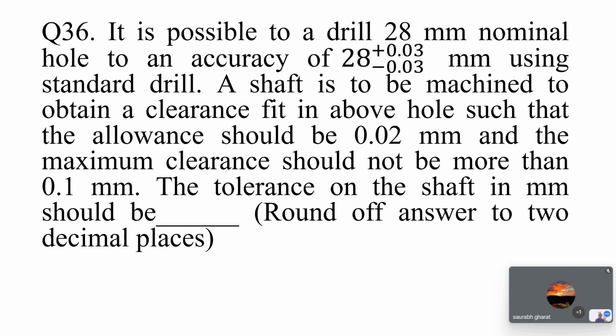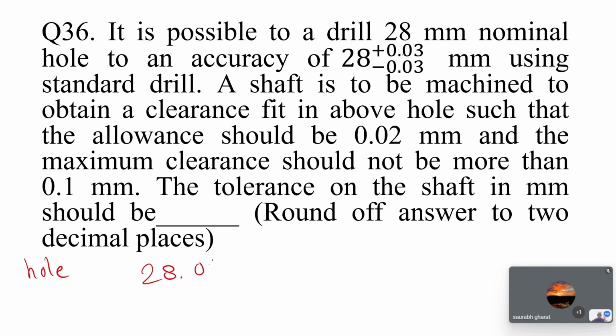So let me solve this question for you. If you tried this, it's okay. So let us solve. What they are mentioning here is that it is possible to drill a 200 millimeter nominal hole to an accuracy of 28 plus or minus 0.03. Okay, so for the hole, here we are calculating. So what do we do for the hole?